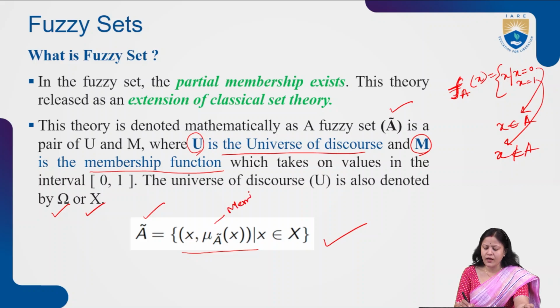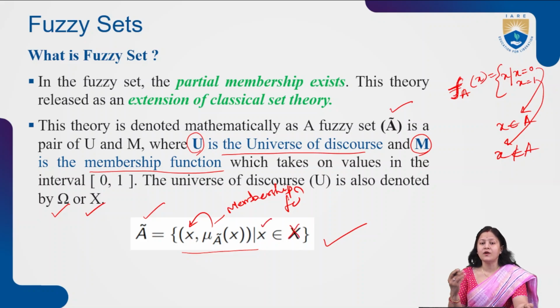This is called the membership function for the fuzzy set. So mu of A tilde bar of x, that means x is an element of the fuzzy set, and mu of A tilde bar of x is nothing but the membership function of this element, such that x belongs to X. That means this small x should belong to the universe of discourse. Did you understand what I have said?